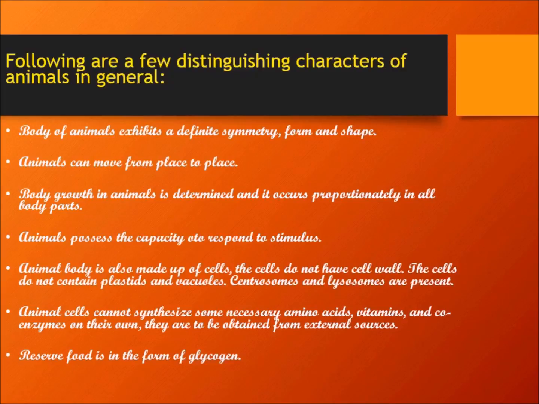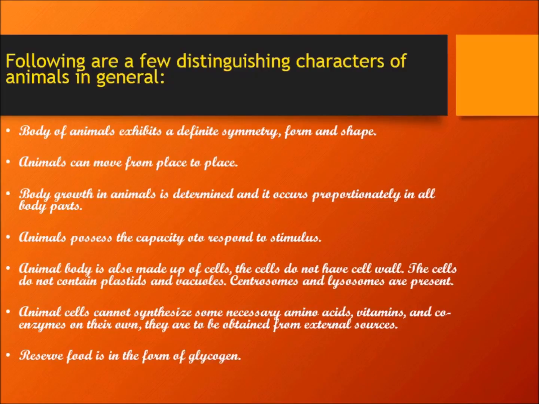Now, if we talk about the distinguishing characteristics of animals in general, then the body of animals exhibits a definite symmetry, form and shape. Animals can move from place to place. Unlike plants, body growth in animals is determined and it occurs proportionately in all body parts. Animals possess the capacity to respond to stimuli.